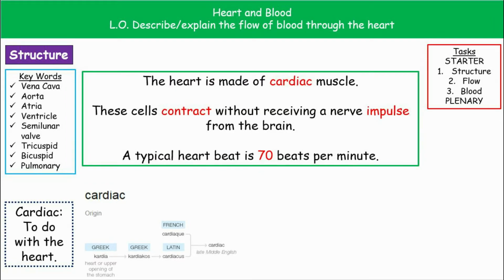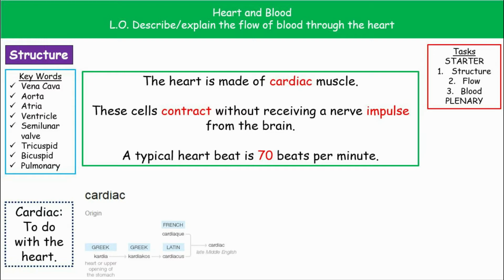Right, let's double check to make sure we got the right words in the right places then. So the heart is made of cardiac muscle, and these cells contract without receiving a nerve impulse from the brain. A typical heartbeat is 70 beats per minute. So obviously give yourself a tick for each one of those you got right. If you got any of them wrong, make sure you've written the correct word in their place.